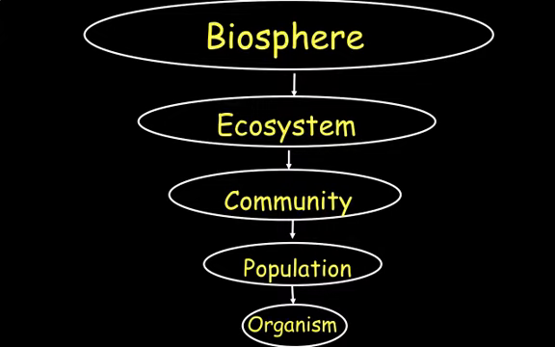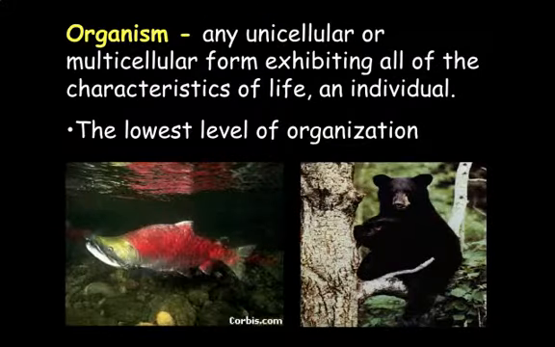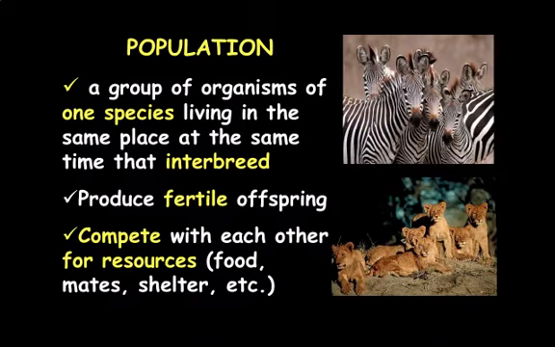We also have a specific hierarchy of the way that things are going to interact with one another, starting with the very big, the biosphere, which is the entire livable area of Earth, going down to the organism, which is the individual and the smallest unit. So an organism is any unicellular or multicellular form exhibiting all of the characteristics of life. An individual is also the lowest level of organization.